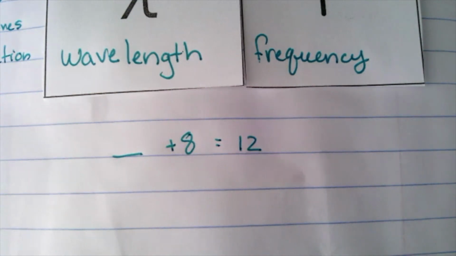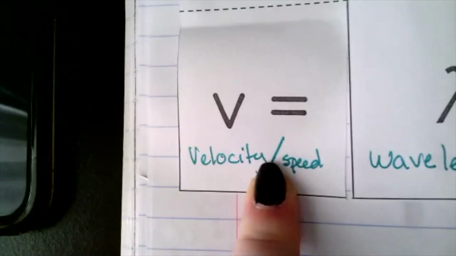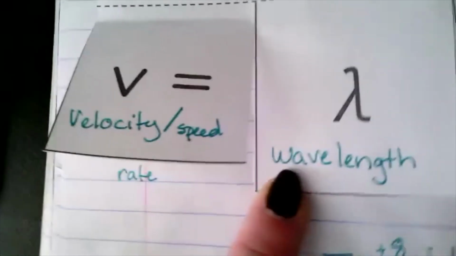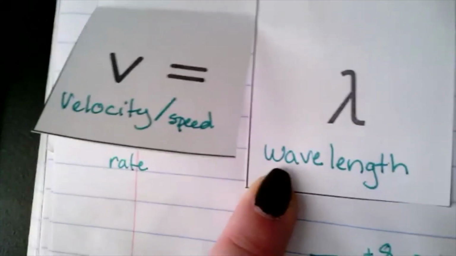Yeah, B, it's 4. Okay, so if I know that the speed of light is 3 times 10 to the 8th meters per second, and I know that the wavelength is 2, then I can solve for my frequency.